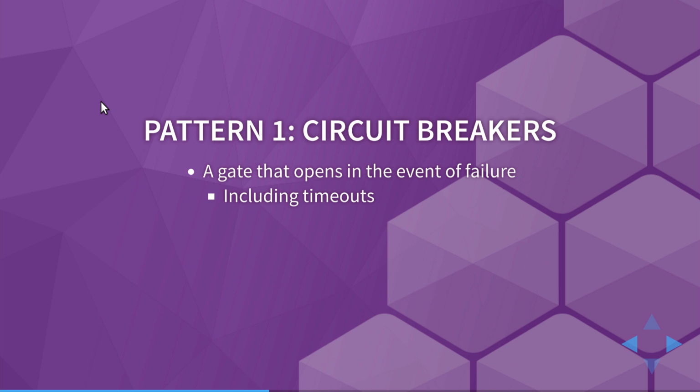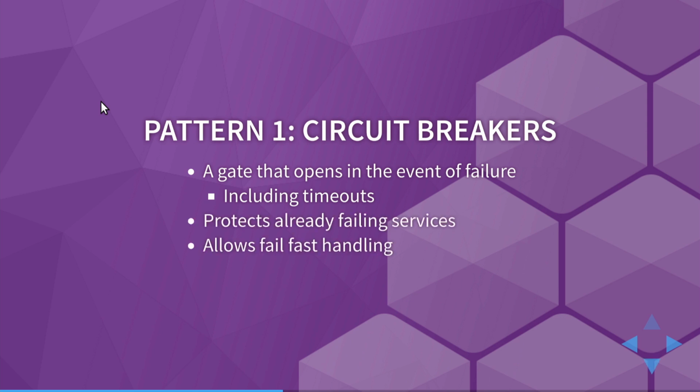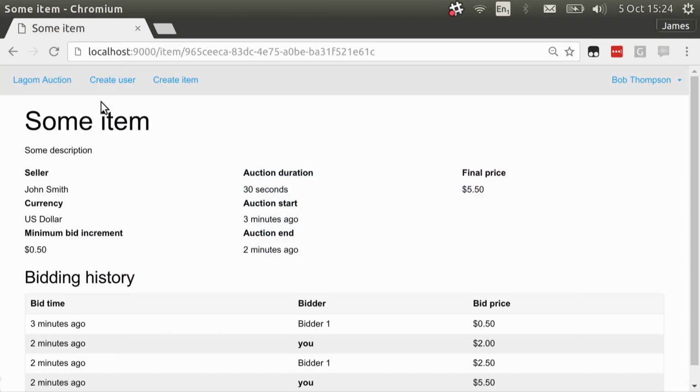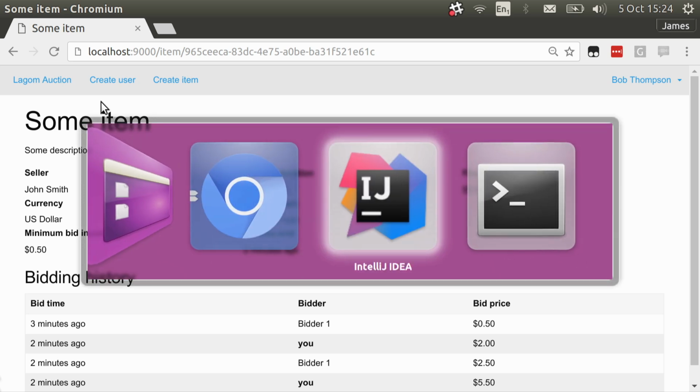Circuit breakers also usually include timeouts, so it's not just if it's returning a failure status, it'll also time out if it takes too long. It protects already failing services. And another thing is that it allows the consumer to fail fast rather than having to wait every time for a response that never comes. It can quickly say, do something in response. So let's have a look at what circuit breakers look like.